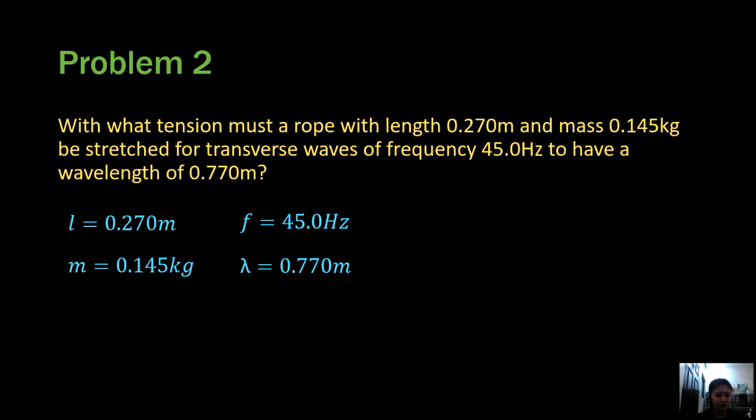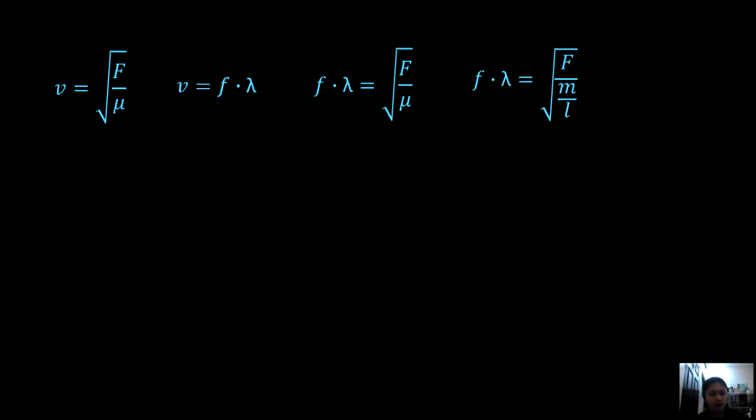We know that in terms of waves, velocity is equal to the square root of the force divided by mu. And we also know from the previous problem that velocity is also equal to frequency multiplied by the wavelength. So we have to equate these two formulas together, and we would get frequency multiplied by the wavelength is equal to the square root of the force or the tension divided by mu. We also know that mu is equal to mass divided by the length.